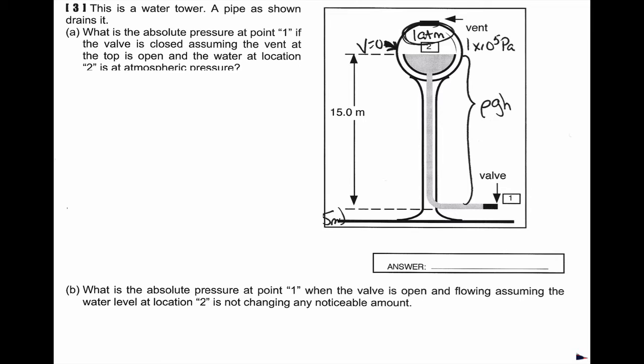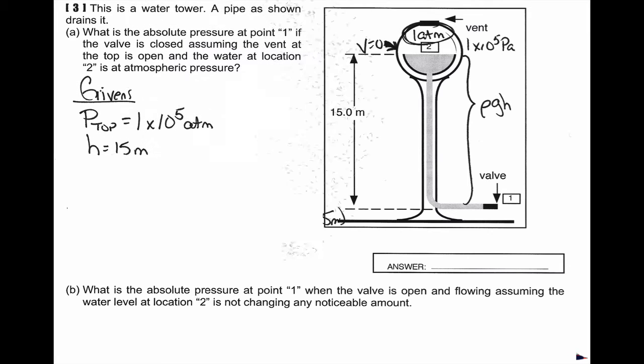So the pressure at the bottom is equal to the pressure of everything above it. So that's rho gh for the fluid plus the atmospheric pressure above it. If I start by organizing my thoughts by listing my givens, I know the pressure at the top is 100,000. It says atmospheres, but that should be pascals. So 100,000 pascals, and the height is going to be 15 meters.